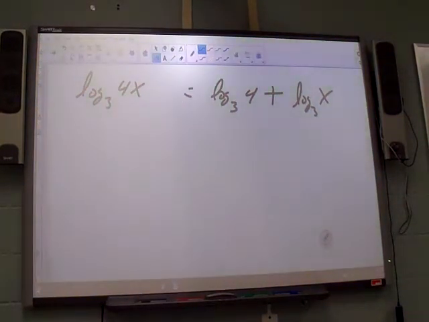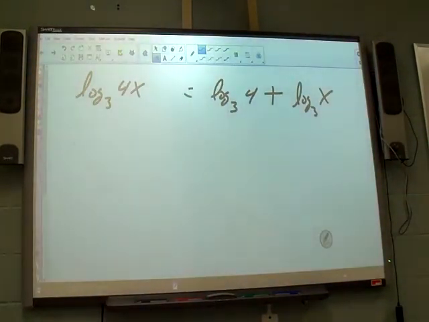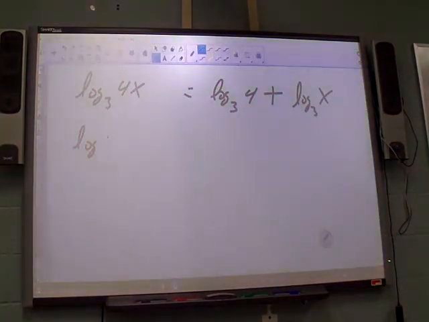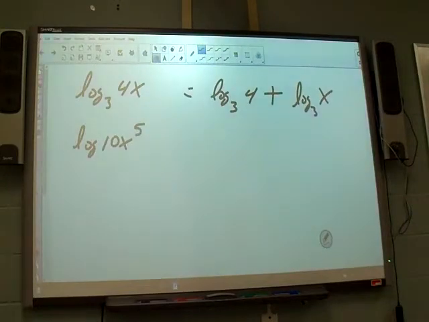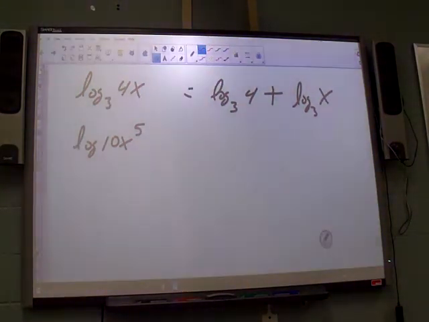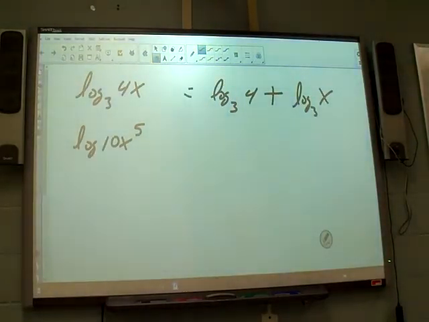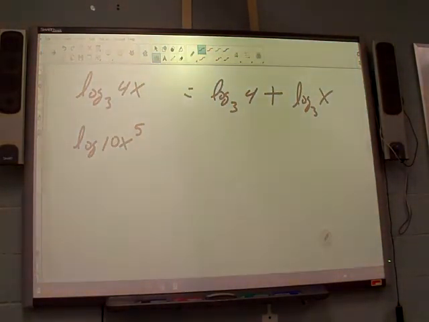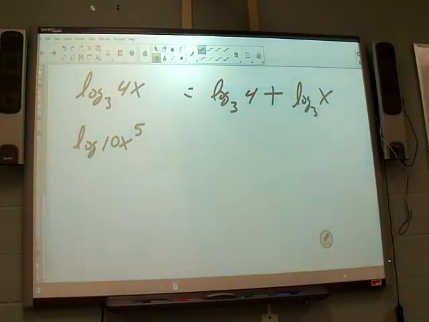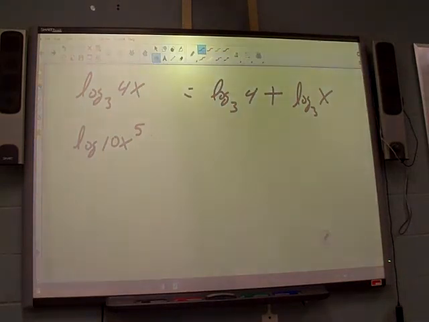What if I gave you log of 10x to the 5th? This one has two of the properties being used. You can name one of them. It's got a power, so power property, good. There's another one: the product, because 10x means 10 times x. So we're going to use the product first.